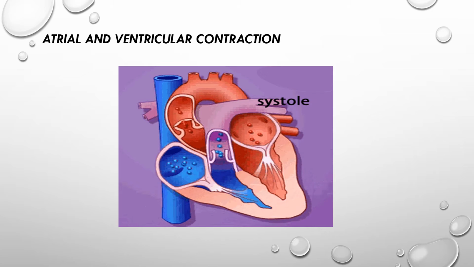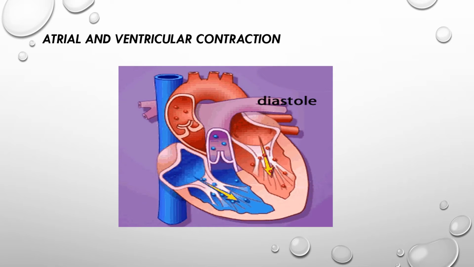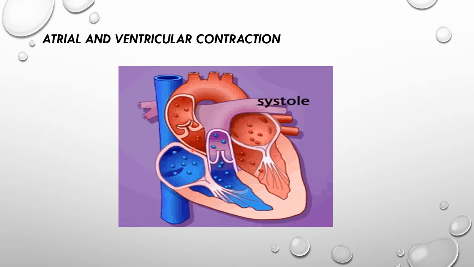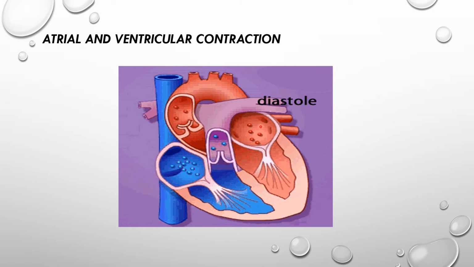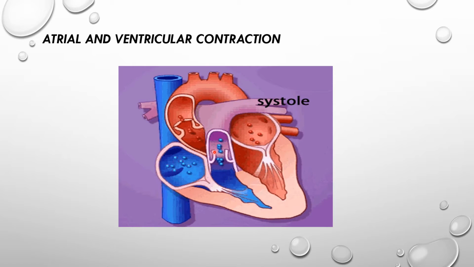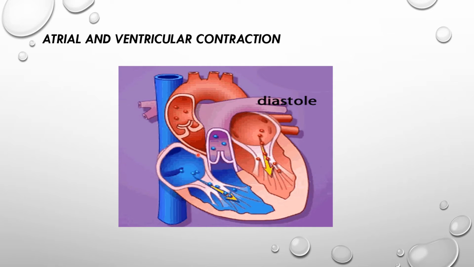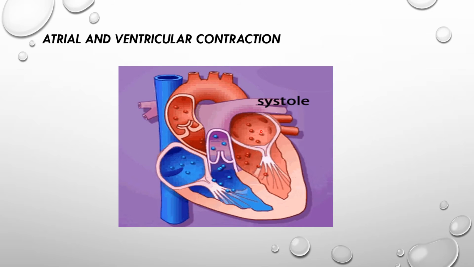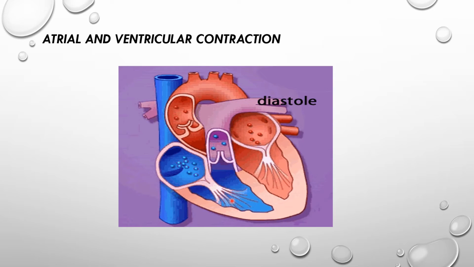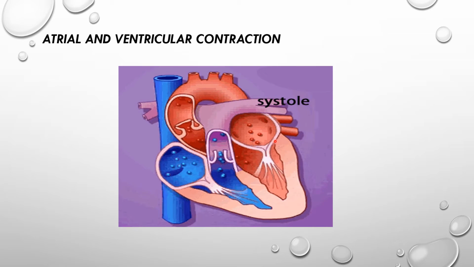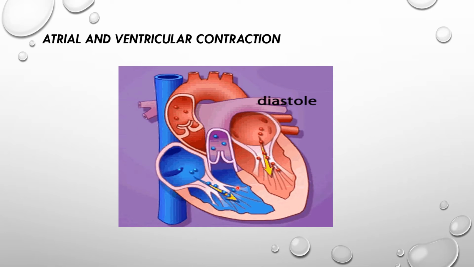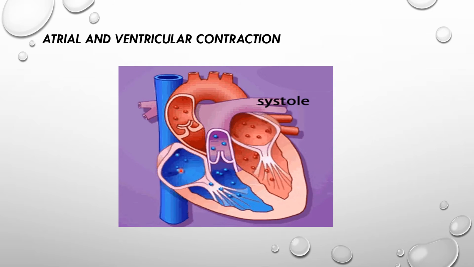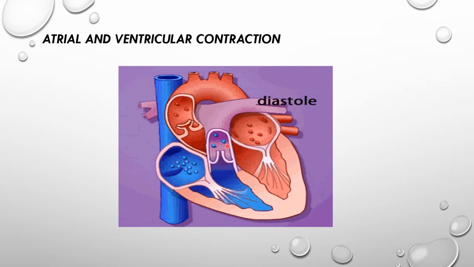Now we'll talk about contraction of heart chambers. First we'll see atrial contraction. The heartbeat starts when atria contract. Both right and left atria contract together. The small increase in pressure created by this contraction helps to push blood into the ventricles. This stretches the walls of the ventricles and ensures they are full of blood. Contraction of atria is called atrial systole.